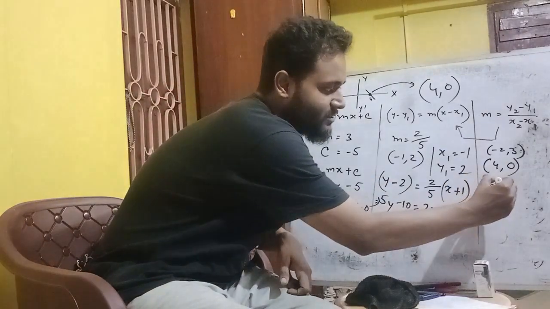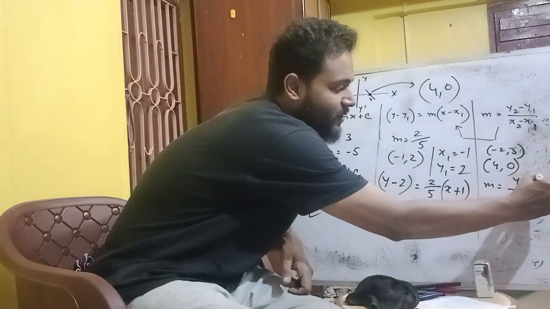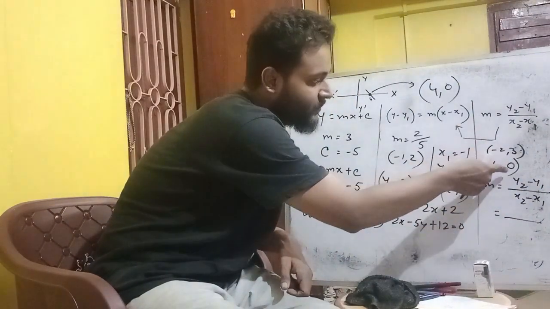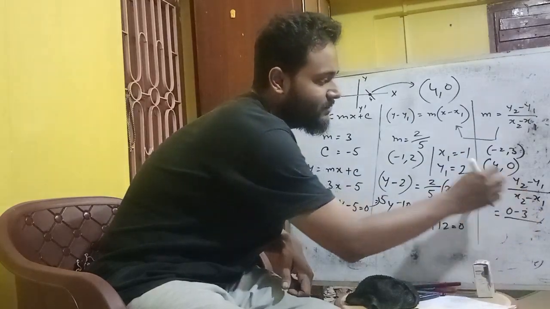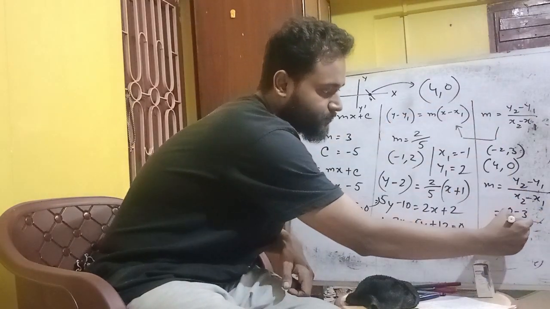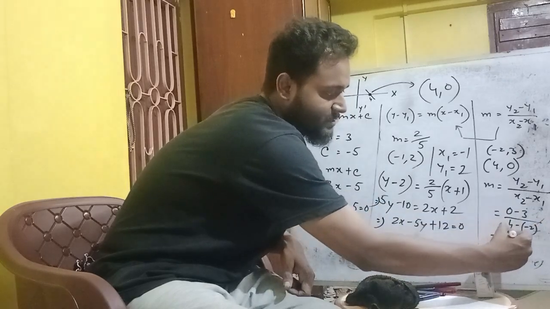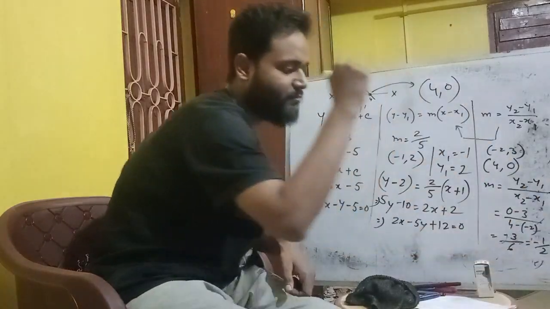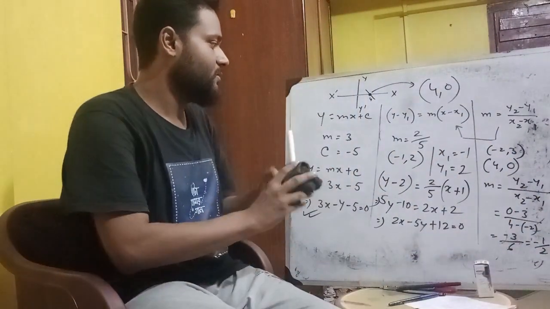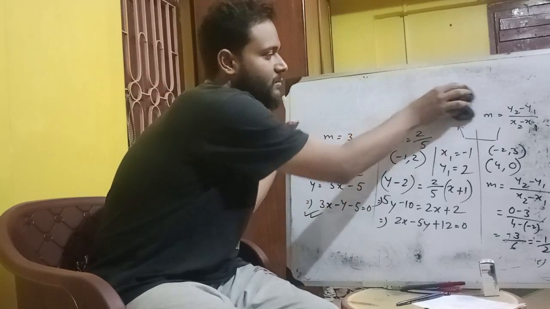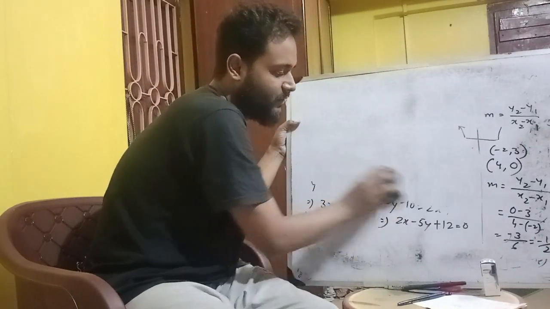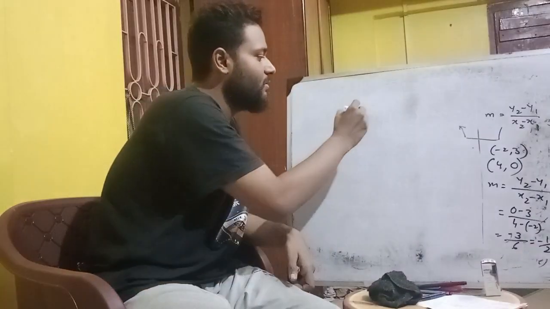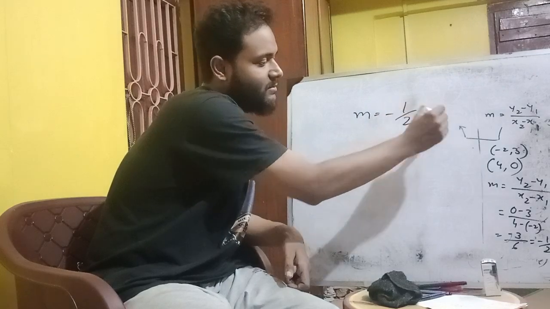So the slope will be y2 minus y1 by x2 minus x1. So that will give y2 minus y1, 0 minus 3, over 4 minus of minus 2, that is minus 3 by 4 plus 2, that is 6. So it will give minus half. So for the calculation we will use this part, the slope is now done. So slope will be minus half.